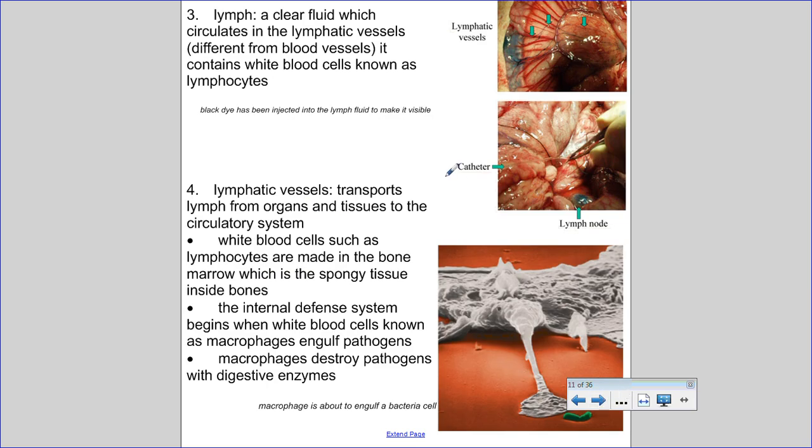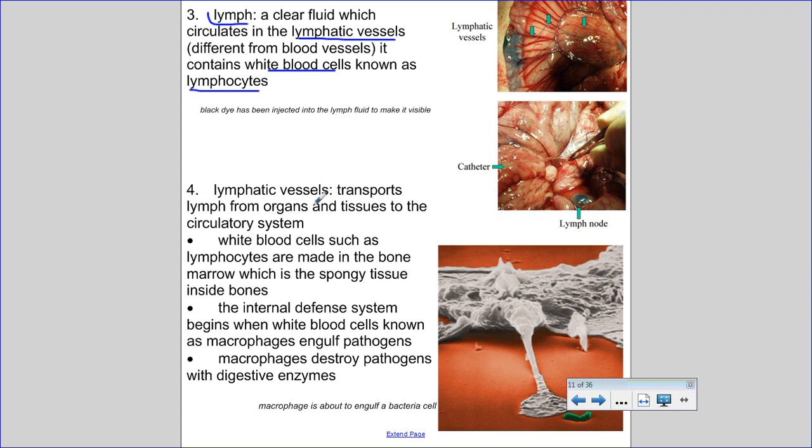Now, within that lymphatic system, there is a fluid called lymph. This circulates within the lymphatic vessels, and it's different from blood vessels as it contains white blood cells known as lymphocytes. So the lymphocytes, or those immune cells in your body, have their own vessels in which they can move around the body, and they can travel in the blood as well as these lymphatic vessels.